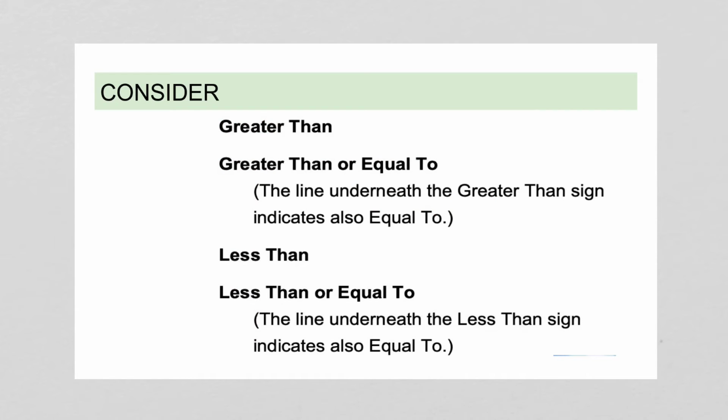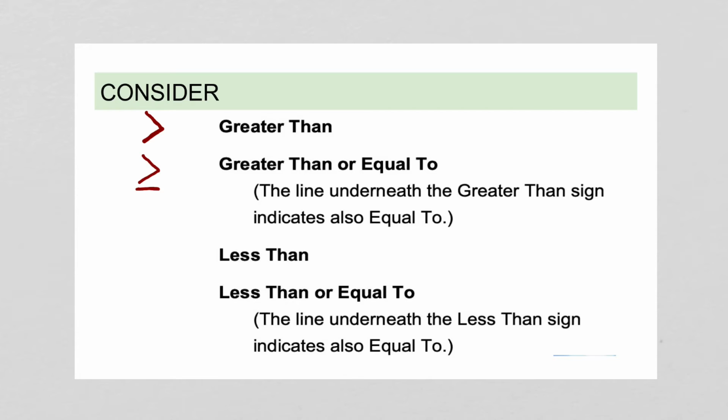So let's review what these signs are. We always read math left to right like we do reading a book. So greater than looks like this. Greater than or equal to has that greater than symbol, but it's also got an equal to symbol under it. So the line underneath the greater sign indicates that it could be greater than that number, but it could also be that exact number. It could be a large set of numbers.